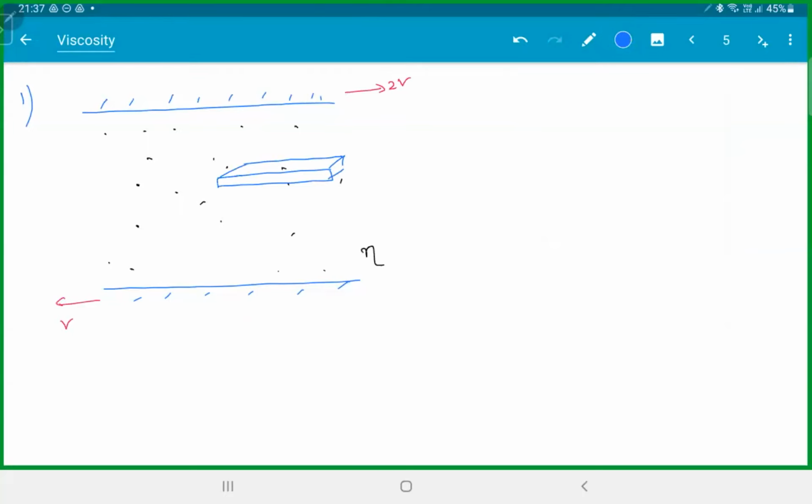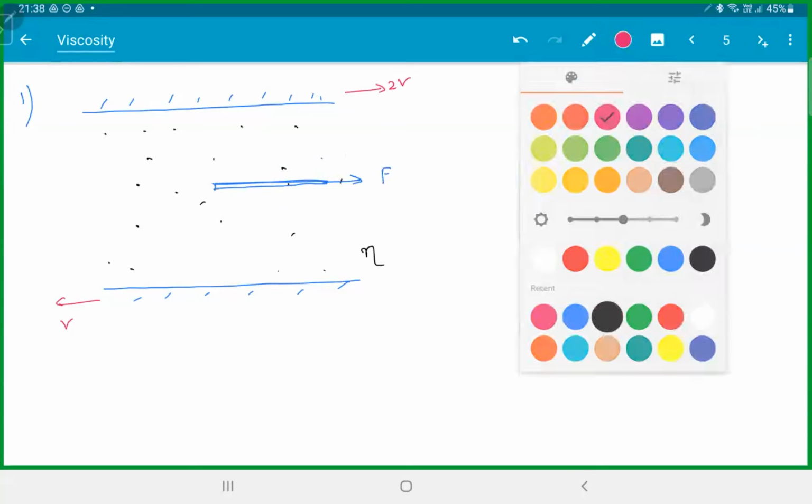Are you getting how the plate is? It is parallel to these surfaces. So it looks like this only. It's a plate. So this plate is pulled with force F and it is also going with speed V.